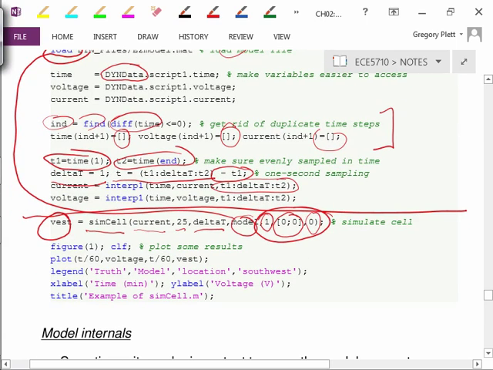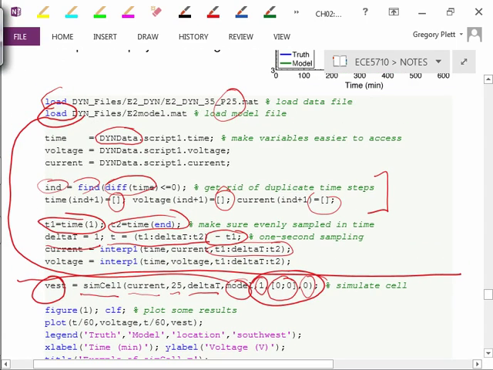Once I do that, I open a figure, I clear it, I plot t over 60. T is in seconds, t over 60 is in minutes. It's a little easier to read. So t over 60 with the voltage that was measured from the file, and t over 60 and the estimated voltage from the sim cell. And then I put in a legend, and I put in some X labels and Y labels, and I do a title. And that's how we got that figure there.